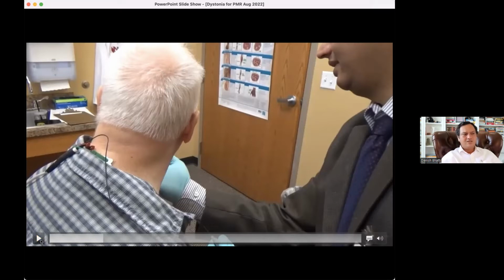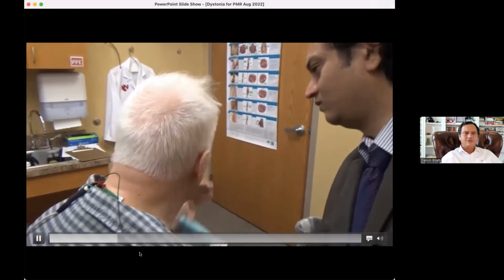Not always, but usually. Here is an EMG sound from a sternocleidomastoid injection.